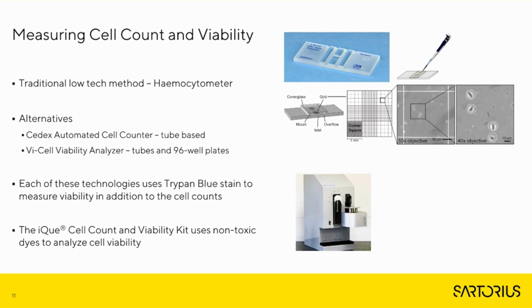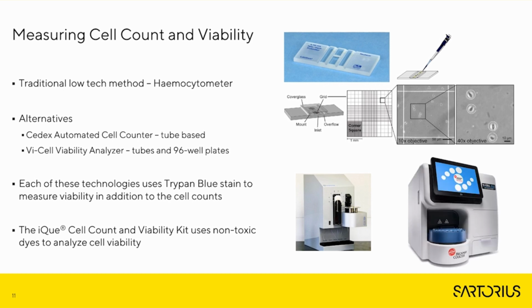There are newer alternatives, such as the SEDEX automated cell counter, which uses tubes. So you put your samples in tubes and then the system will do the counting for you. And then there's also the ViCell viability analyzer, which also uses tubes but can also use 96 well plates as well. Each of these technologies uses the trypan blue stain to measure viability in addition to the cell counts.